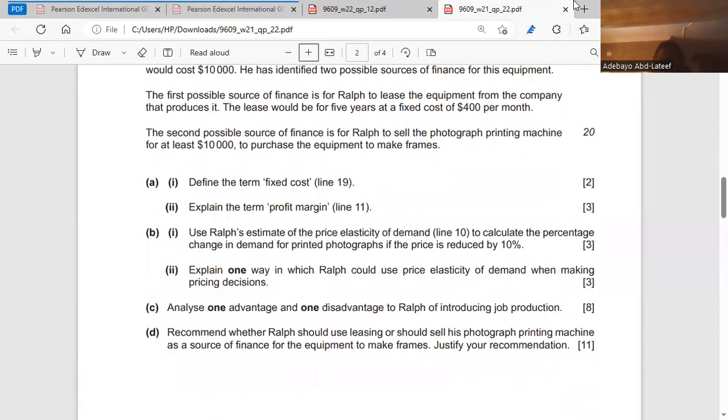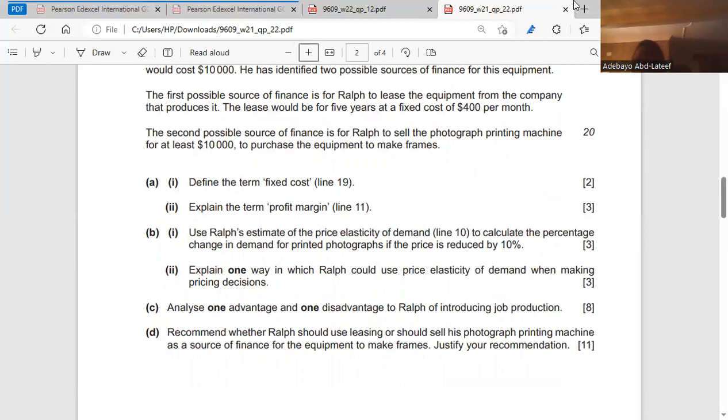So now take us back to the question. The question says, use Ralph's estimate of the price elasticity of demand, which is -4, to calculate the percentage change in the demand for printed photographs if the price reduced by 10%. So that means we need price elasticity of demand. What is the formula? Percentage change in the quantity demanded over percentage change in price. That is price elasticity of demand.